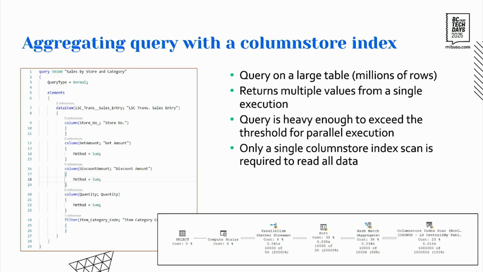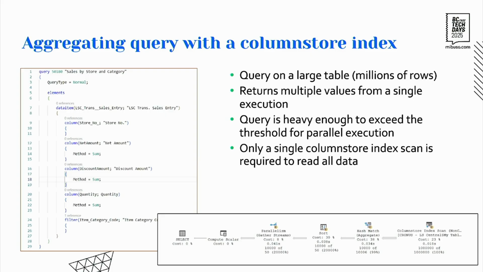When can column store indexes be efficient and be used? First of all, we're talking about large tables, millions of rows. The query itself must be expensive enough to trigger parallel execution. And the query should be expected to return multiple values in a single run, not something run in a loop. We prefer a typical group by query. And this is what we see here. This kind of query, where we define a query object which runs a group by SQL query, is likely to satisfy these requirements.